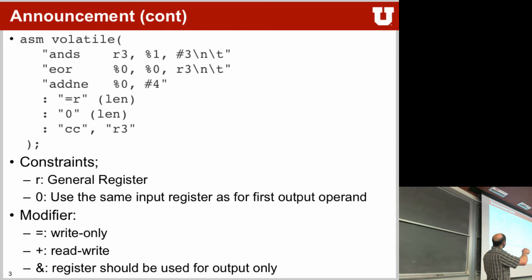We give it an input, an output, an input, and we say that the CC is clobbered. CC means the status register, because we used ANDS and ADDNE. So the status register will actually be clobbered. It will have changed after this code. In addition to that, we tell it that we are using R3 in this assembly code.